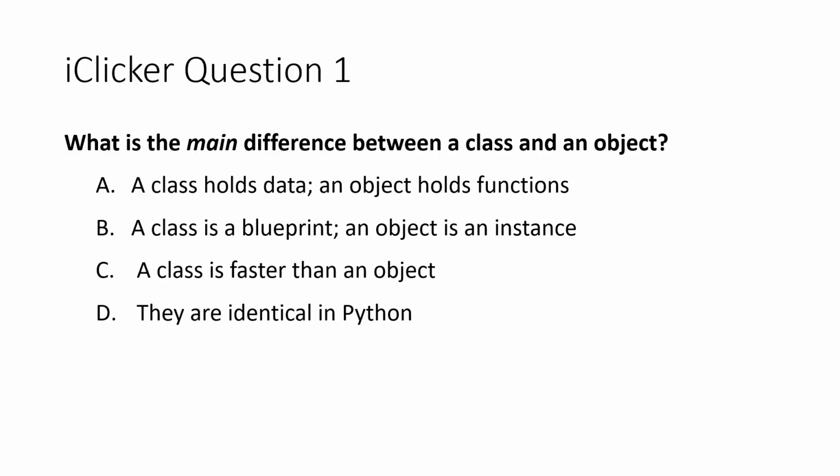So let's see the results. The difference between a class and an object: the correct answer is option B. A class is just a blueprint where you define the structure, what the properties and actions are, and then an object is an instance of that class, right? For example, you define the class Minion. Minion is your class, but any new instance of that class is an object.